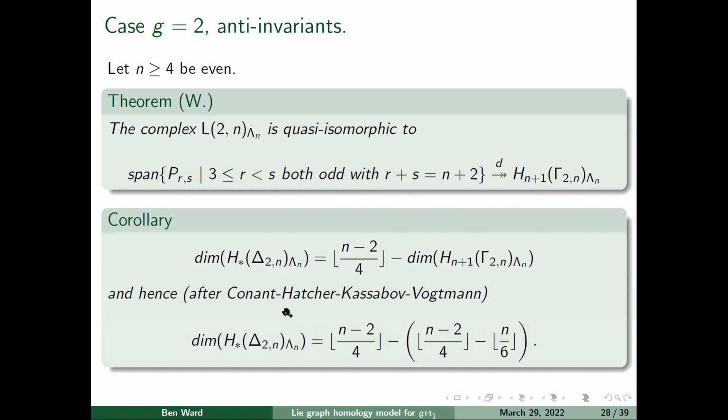Well, okay, I know the right-hand side by this work of Konotecher, Kasabov, and Boatman, which I've mentioned before and will mention again. They compute that this is equal to the space of modular cusp forms, with the floor of n minus 2 over 4 minus n over 6, an explicit formula for that. And so I find that the number of copies of the alternating representation in delta 2n is this.